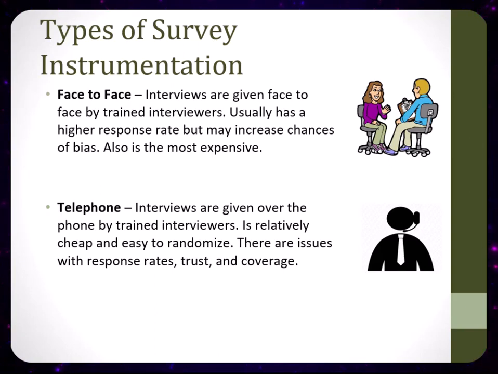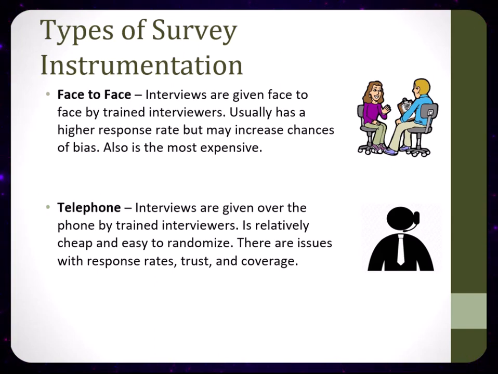So let's talk about the different types of survey instrumentation. When we say survey instrumentation, we're talking about how we're going to get the survey to our respondents and get the information back. The first type of survey is a face-to-face interview survey. This is where interviews are given face-to-face by trained interviewers. This usually increases our response rate, but also increases our chances of bias. It does allow us to do semi-structured or structured interviews and surveys with the added cost of having to train people and put them out into the field, which is going to make it more expensive.